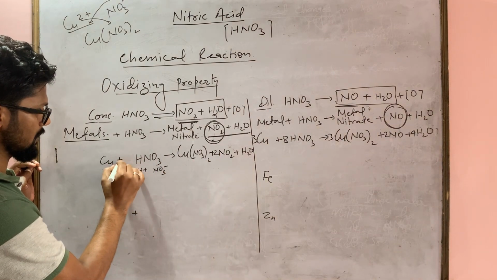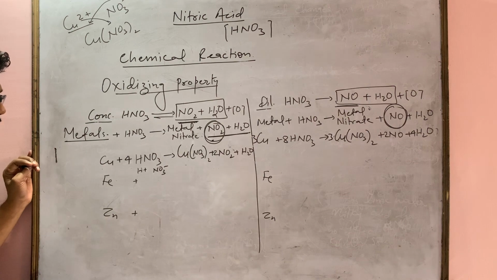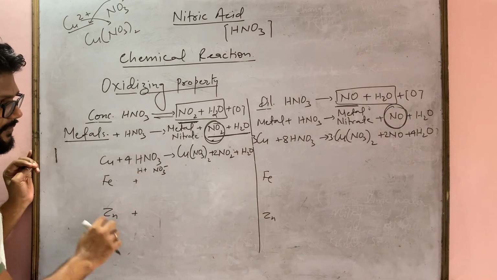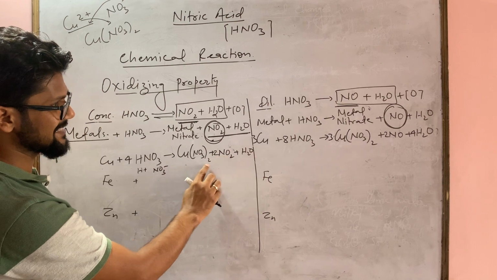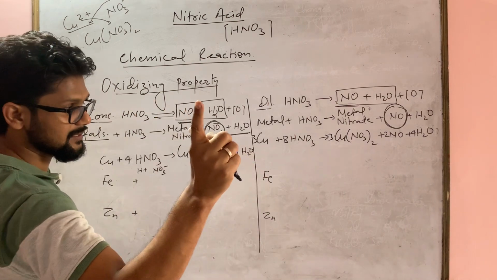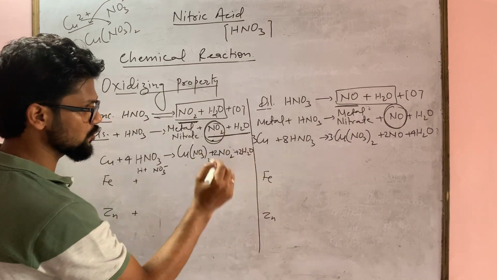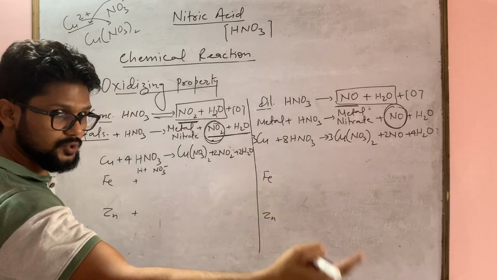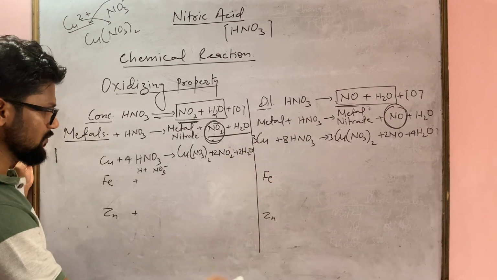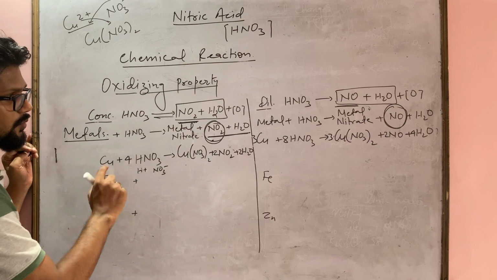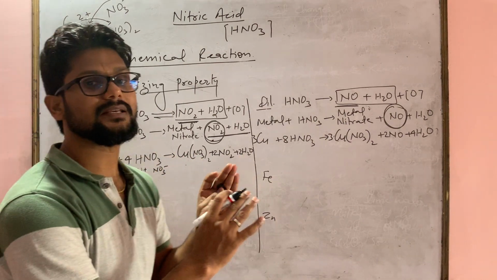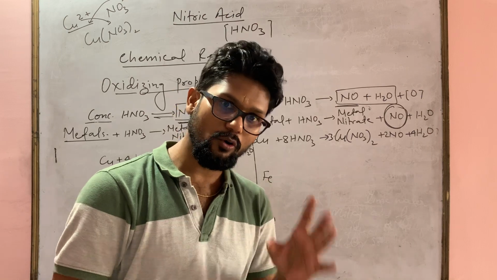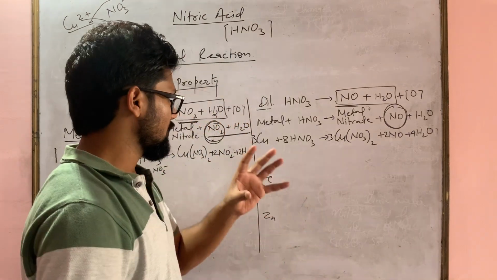So here write 4. Now how many oxygen? 4 3s are 12. And this side 3 2s are 6, 2 2s are 4, 10, and 1, 11. 1 is left, multiplying it by 2. Now oxygen is 12. Which is left? Hydrogen. Hydrogen is 4, and here hydrogen is also 4. So the reaction is balanced. I hope I'm clear.